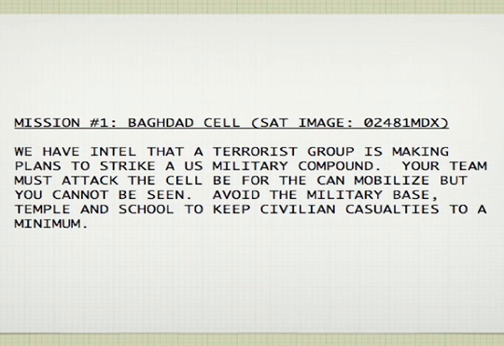Mission 1, Baghdad Cell. We have intel that a terrorist group is making plans to strike a U.S. military compound. Your team must attack the cell before they can mobilize, but you cannot be seen. Avoid the military base, temple, and school to keep civilian casualties to a minimum.